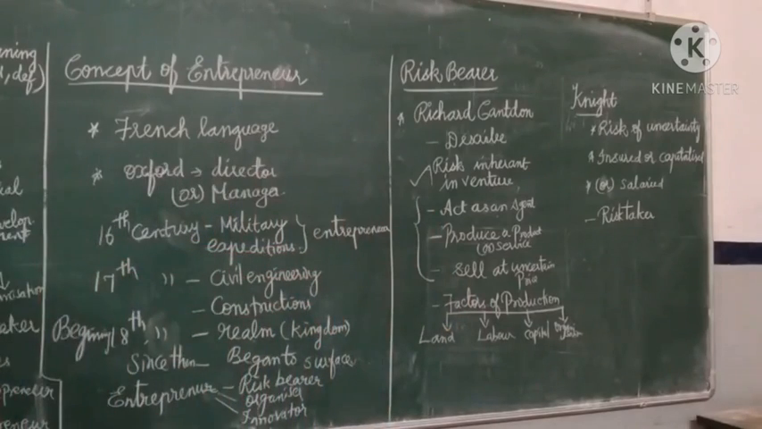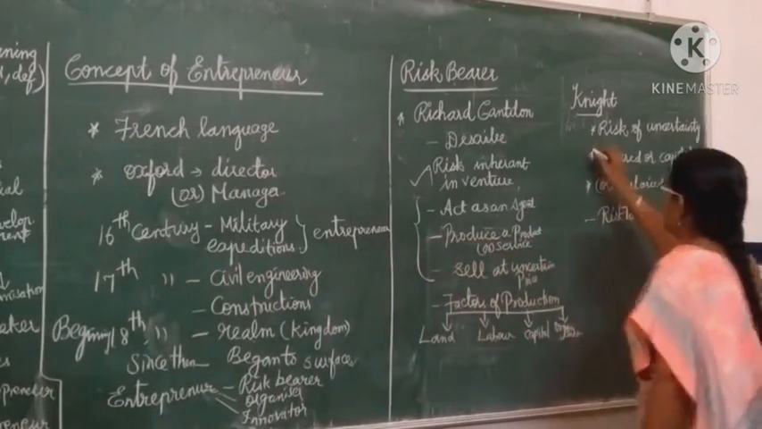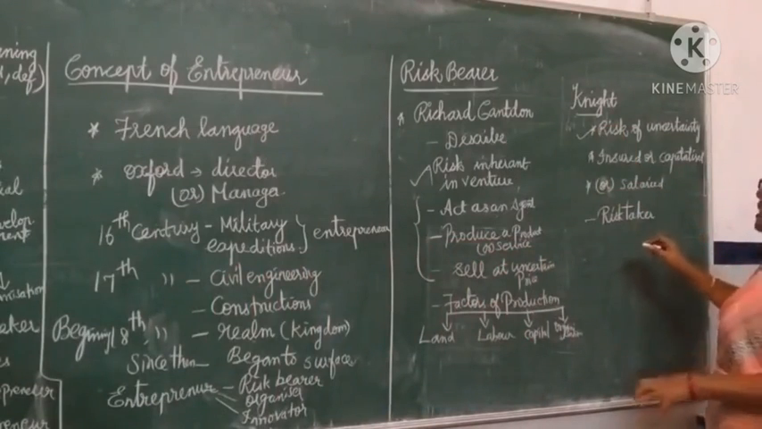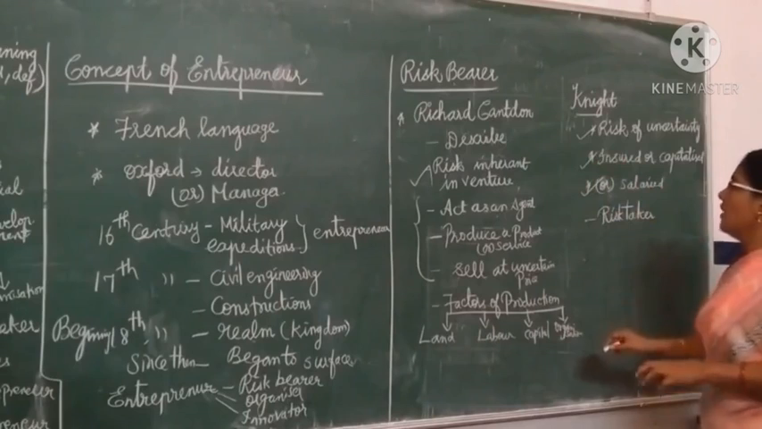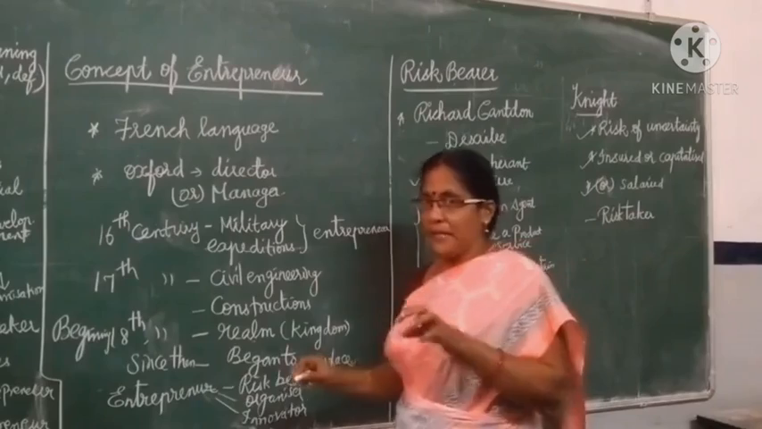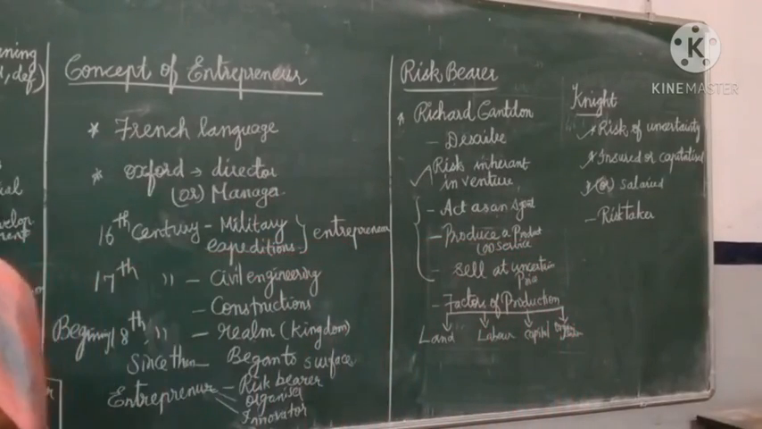Then another author also gives a definition. Knight also described an entrepreneur to be an economic functionary who undertakes the risk of uncertainty which cannot be insured or capitalized. So he must be a risk taker. Entrepreneur, he is taking the risk. We cannot insure the risk, or we cannot capitalize the risk.